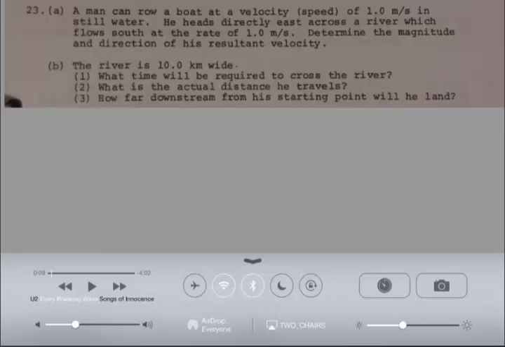Hi guys, this is a problem that you have in your packet that I gave you when we started these velocity and vector problems. So it's number 23, talking about a man rowing a boat. So very similar to the boy rowing a boat. Just want to point out a couple of different things. So this one will look very simple, but the process is the same. So the numbers here are easier, I think, but the process and the thought process is all the same.